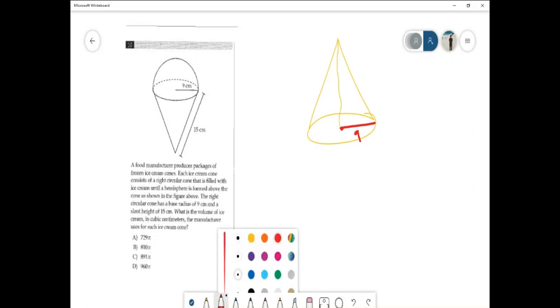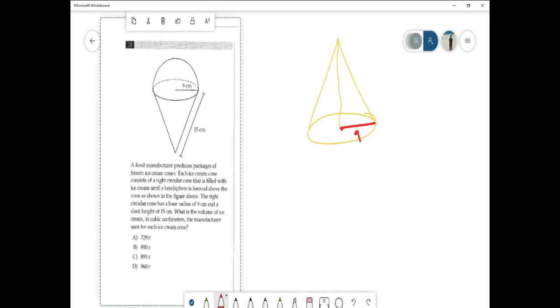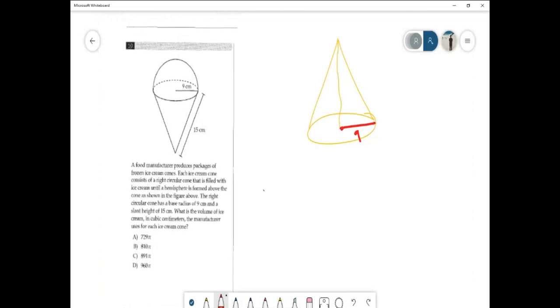The right circular cone has a base radius of 9 centimeters and a height of 15 centimeters. So this is 9 centimeters, and this is 15 centimeters. I don't think the height is 15. The height, the slant height. Sorry, the slant height, it should be.